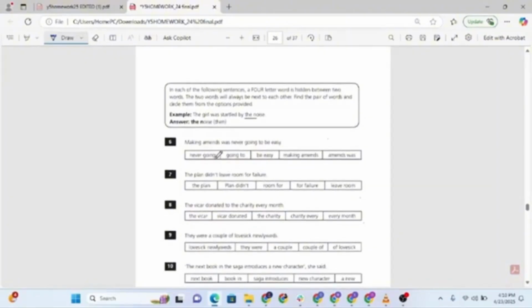The correct answer is the word game. This is because the four-letter word game is hidden between the words making and amends. The word making joined with the word amends becomes the word making amends. Inside the word making amends, we can find the letters G-A-M-E together. Therefore, the correct answer is the word game.